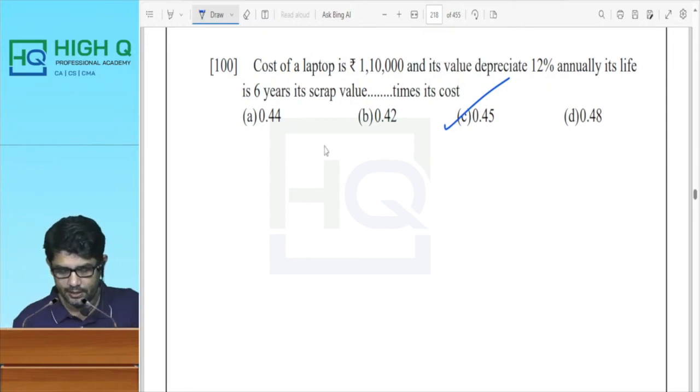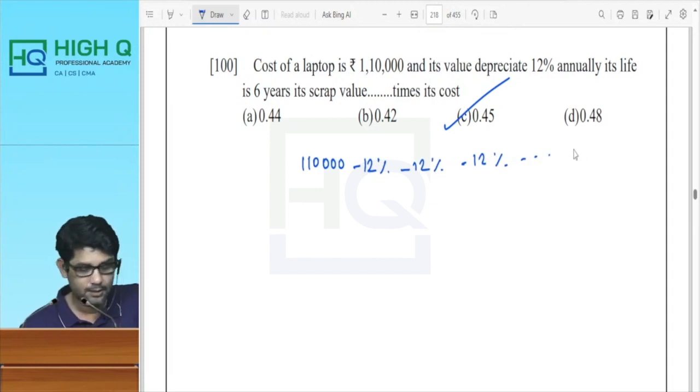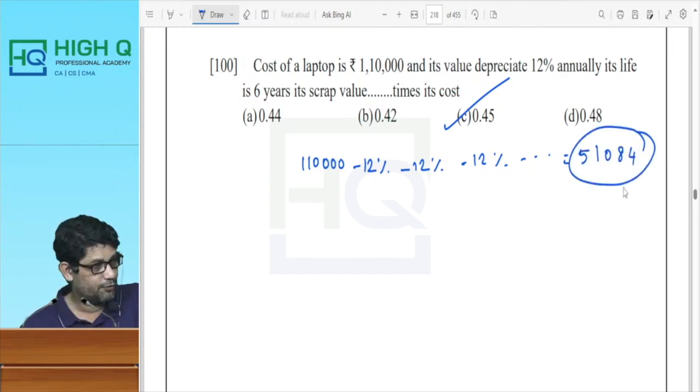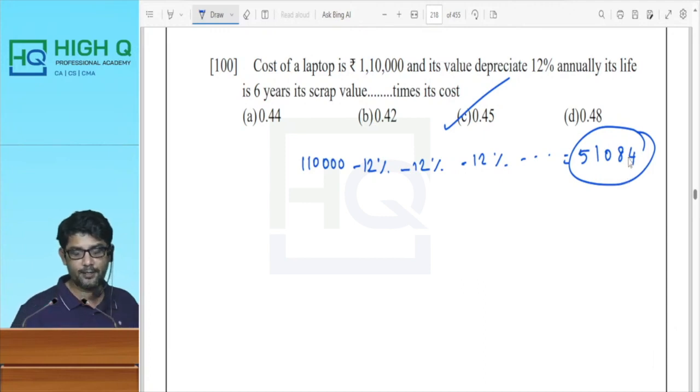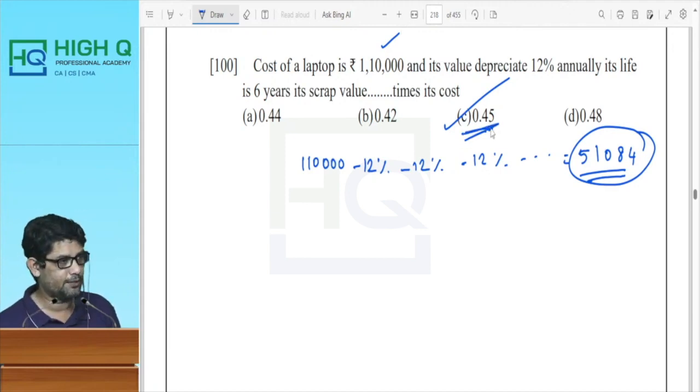How, sir? See, look at this. 1,10,000 rupees minus 12%, minus 12%, minus 12%, 6 times you are going to do. Am I right? How much you are going to get? 50? 84, right? So this is the amount you got. See, when you multiply this with what number, you will get 1,10,000? Approximately 0.45 you are going to get.